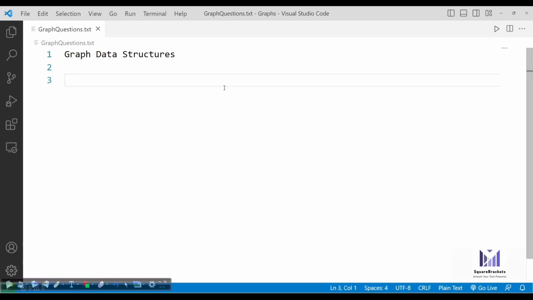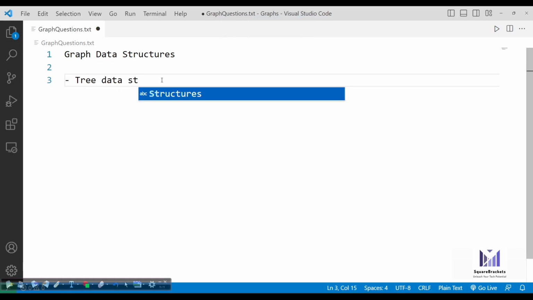So let's talk about what exactly a graph data structure is. First of all, if you are aware of the tree data structure, then you can easily understand the graph data structure. But there is only one difference: there is no hierarchy like the parent-child relationship we had in a tree.